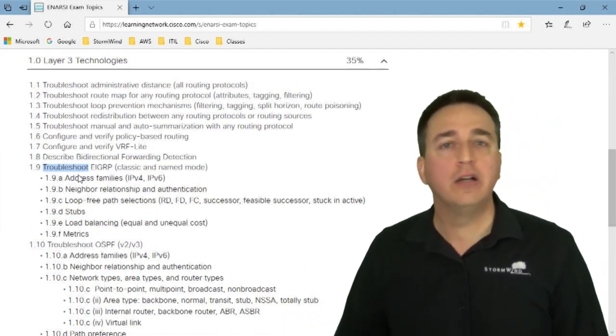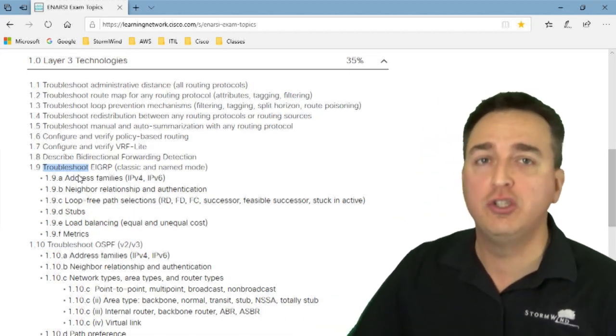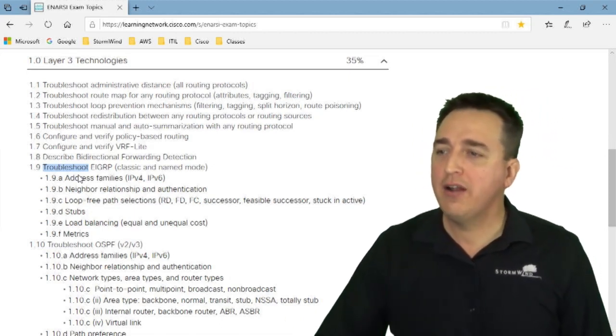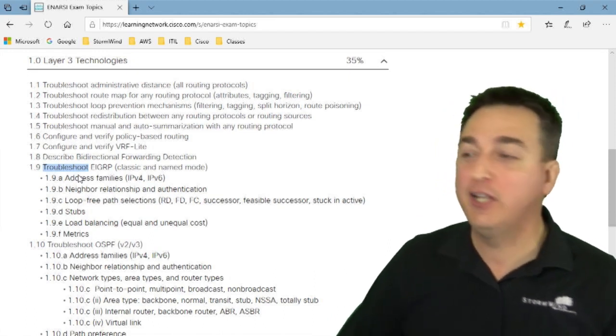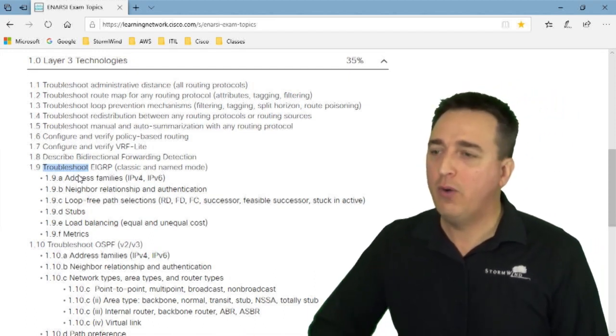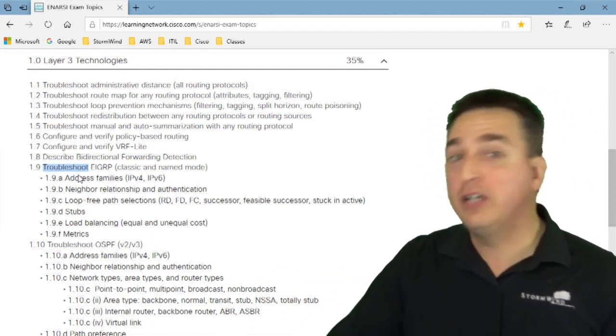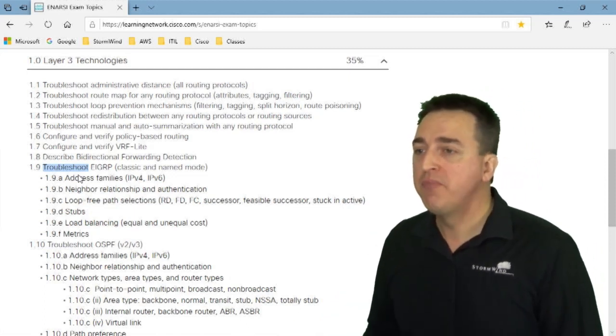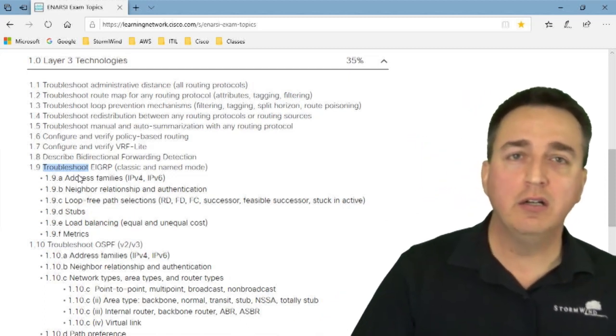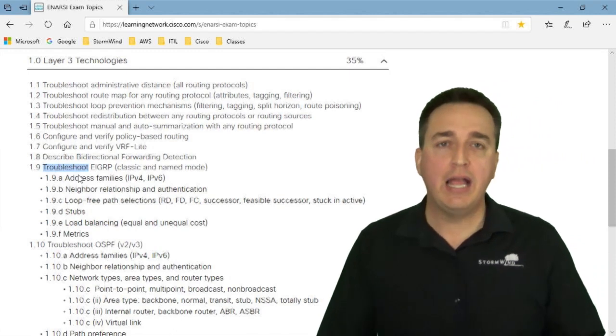Do you know how to configure and verify stubs so that you can troubleshoot stubs? Do you understand how to configure and verify load balancing so that you can troubleshoot load balancing? Likewise, metric configurations and how you can adjust and change those as well. So when we say troubleshoot here, we mean configure, verify, and troubleshoot.